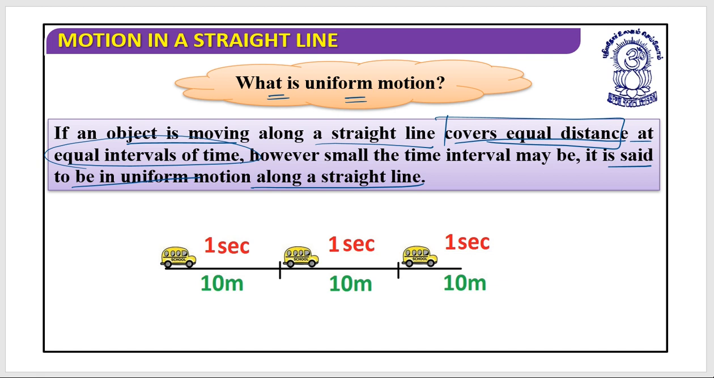Let's look at the situation. Let's say a school van is here. It is at this initial position and it travels 10 meters within a time frame of 1 second. Another 10 meters, another 1 second. Another 10 meters, another 1 second. So here all the distances traveled are equal, and the times required to travel them are equal. So I can say the school van is in uniform motion. Do you get it? Yes.